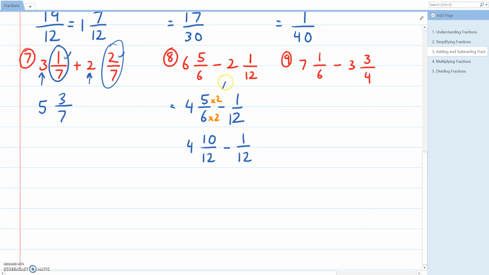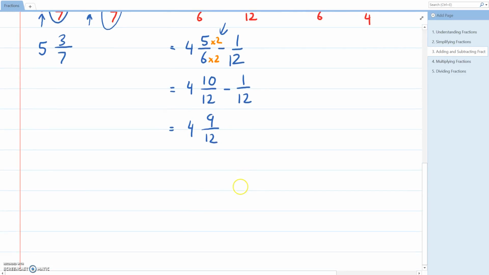So my goal up here was to get the denominator to 12, and by multiplying the whole left-sided fraction by 2, we get to the same denominator. And then 10 minus 1 is 9 over 12. We can simplify this a little bit further. We're left with 4, and 3 goes into 9 and 12, leaving us with 3/4 as our final simplified fraction.